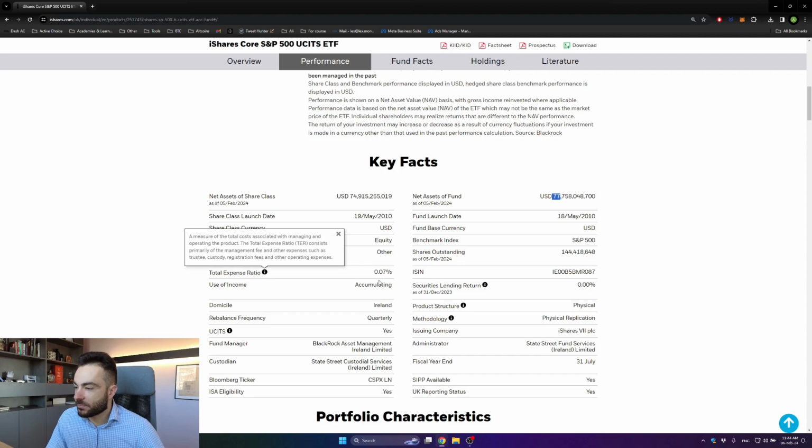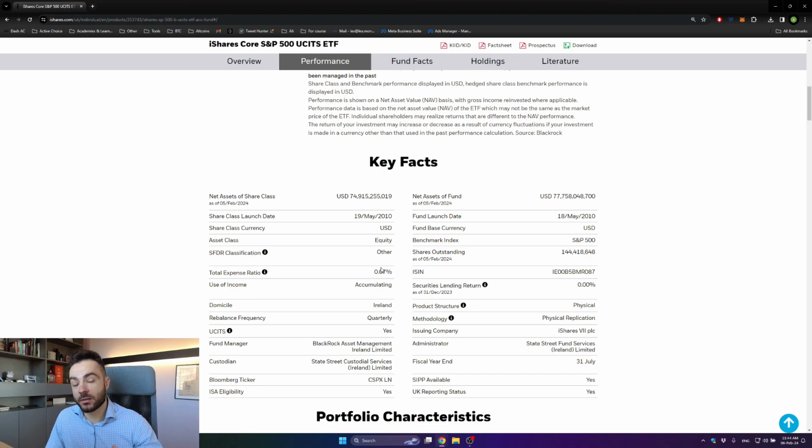Next thing, the expense ratio, 0.07. Also very, very good, very, very low. If you're investing in one of the more alternative funds like the global water or global clean energy funds, those are 0.6, 0.5, much more expensive. So that's something to keep in mind, because this is the fee that you pay every year to be invested in that fund.